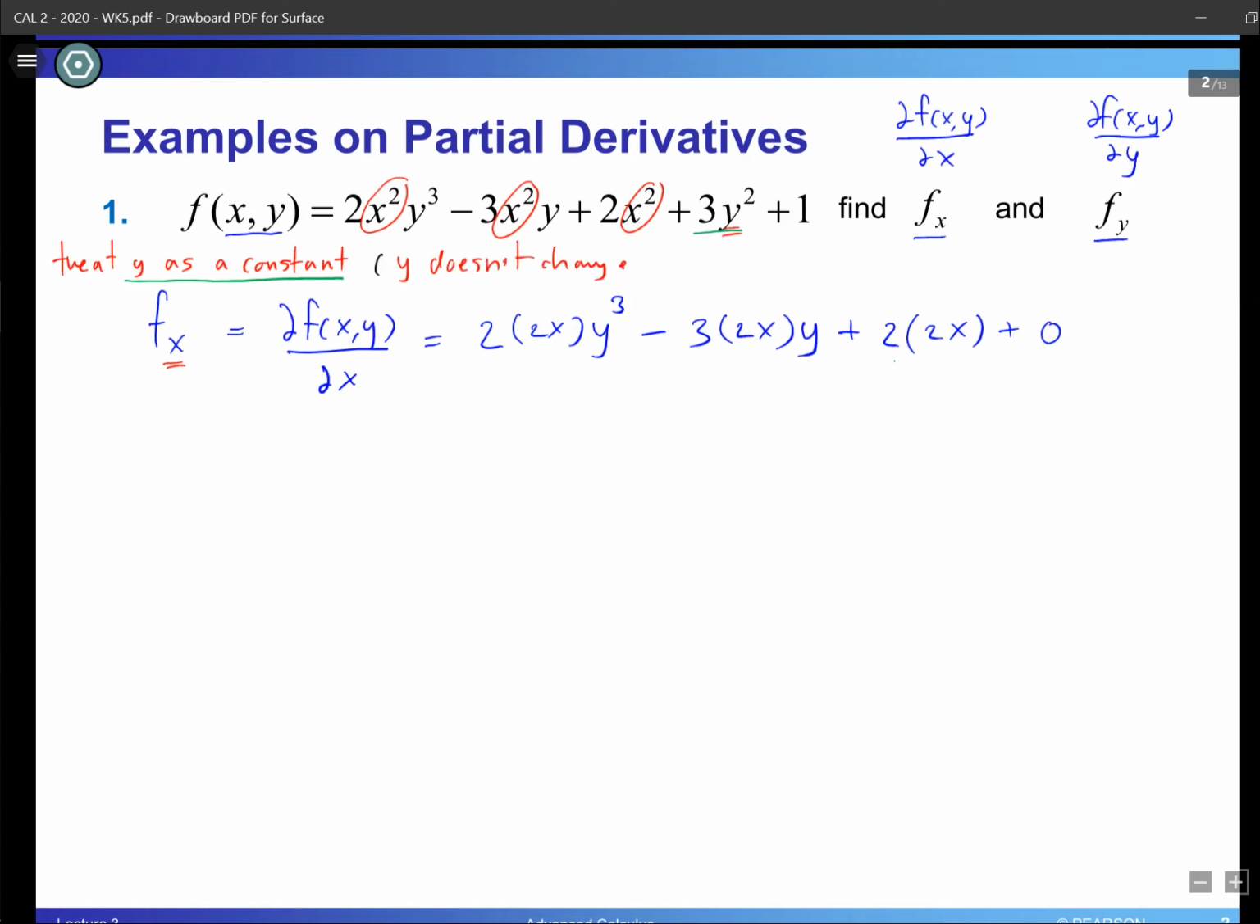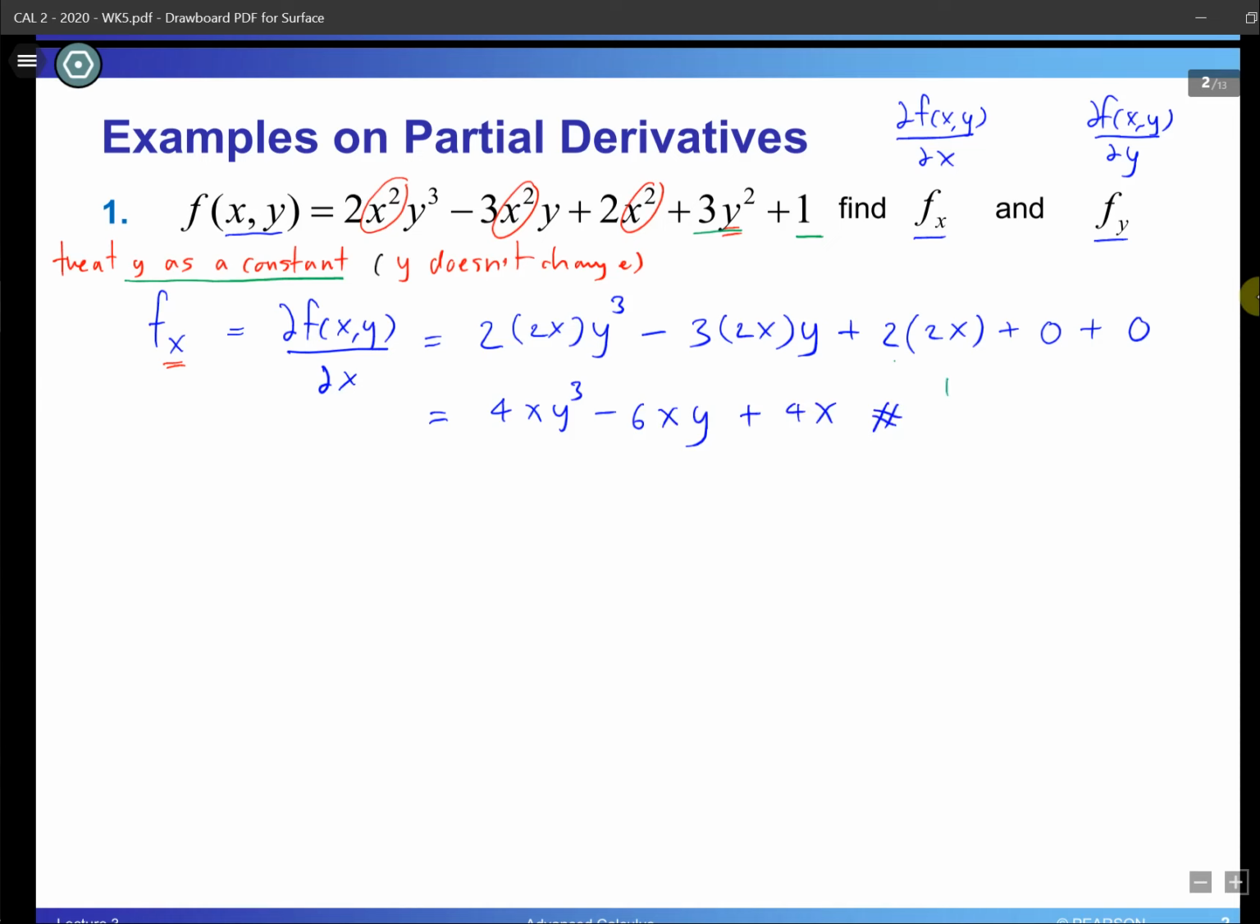Alright, so if we diff that, it becomes 0. Now the last term is just 1, and we diff this with respect to x. Of course, this is a constant. We get 0 at the end. So let's work out all these terms in terms of calculation. So we have 4xy cubed minus 6xy, plus 4x. And there you go. What you have right here is the first order partial derivative of f with respect to x. So make a note right here.